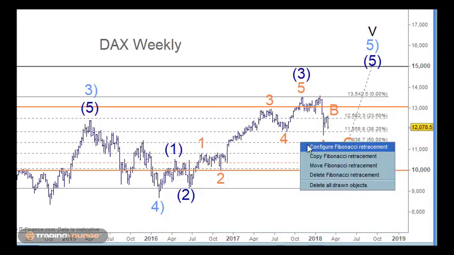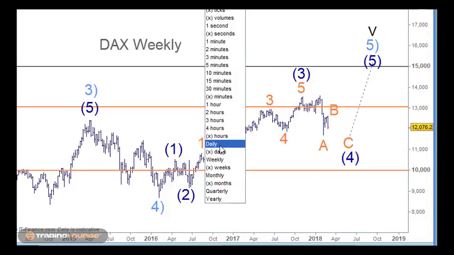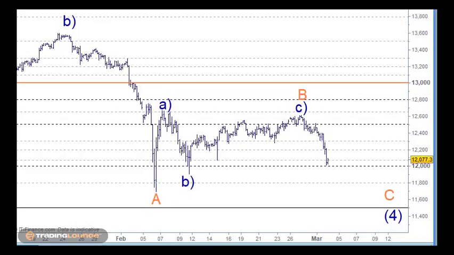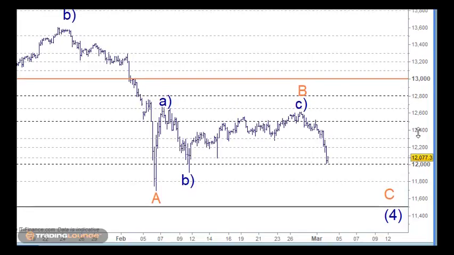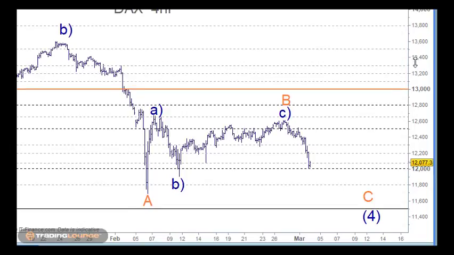So let's just remove that here, and let's just move to the daily chart here. Not that the daily chart's going to give us much, so I'll go to the 4-hour chart here. And we've been looking at the current rally through to the upside here, and we've got the turn here. Let's move this down.